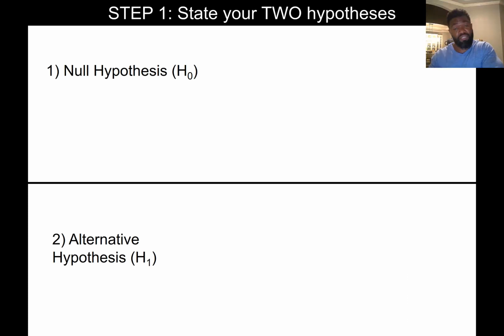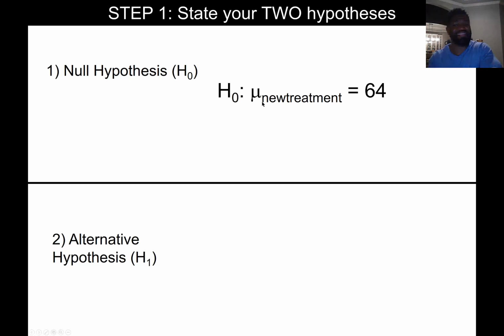So let's do our 4-step process. Step 1, we're going to state our 2 hypotheses, okay? So first, we have to state the null hypothesis, which is that the population mean of the people who received the new treatment is going to equal 64 days, right? Because if nothing happens, the mean of the people who got the new treatment should be the same as the people who got the old treatment. So it's going to be 64.